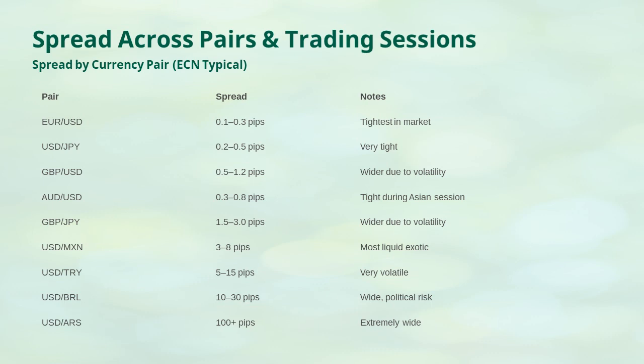Pound sterling to US dollar is a bit wider, usually 0.5 to 1.2 pips, because it tends to be more volatile. For yen crosses like pound sterling to Japanese yen, spreads are wider, 1.5 to 3 pips, because these pairs are more volatile and slightly less liquid than the majors. For exotics, spreads vary widely. US dollar to Mexican peso, the most liquid exotic, might trade at 3 to 8 pips. USD/TRY can be 5 to 15 pips. And some exotics like the Argentine peso can have spreads over 100 pips. These are not pairs for short-term trading.